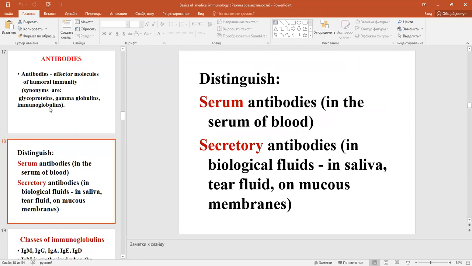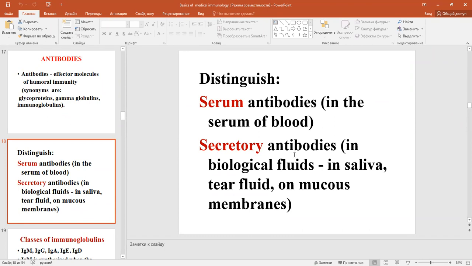Distinguish serum antibodies. They are circulated in the serum of blood, and so serum of blood is used for detection of serum antibodies, very important in diagnosis of infectious diseases. And after this word, the method for detection of antibodies or antigens is named serological method. So serum antibodies are detected for proving of infectious diseases, doesn't matter bacterial or viral or protozoal or mycosis.